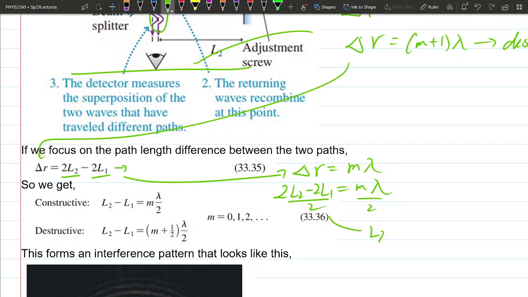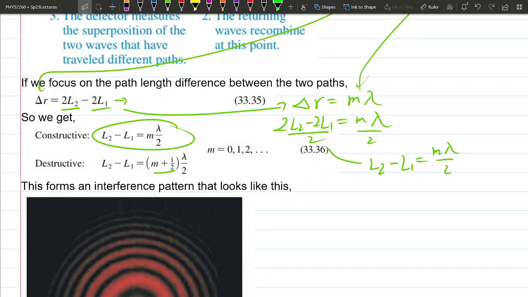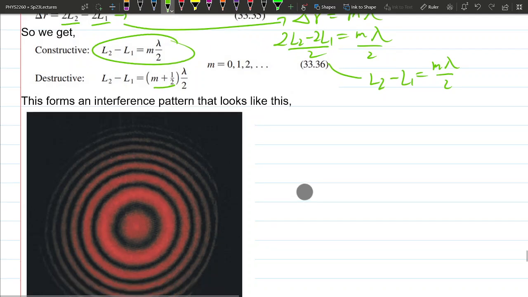Therefore, L2 minus L1 is going to be m lambda over 2, which is exactly what this equation is. Imposing the destructive interference on this, you just have to change the m to m plus 1/2. So you will get constructive interference if the length difference between the 2 paths is just some integer multiplied by the wavelength divided by 2, or you get destructive if it's a half integer version of that.